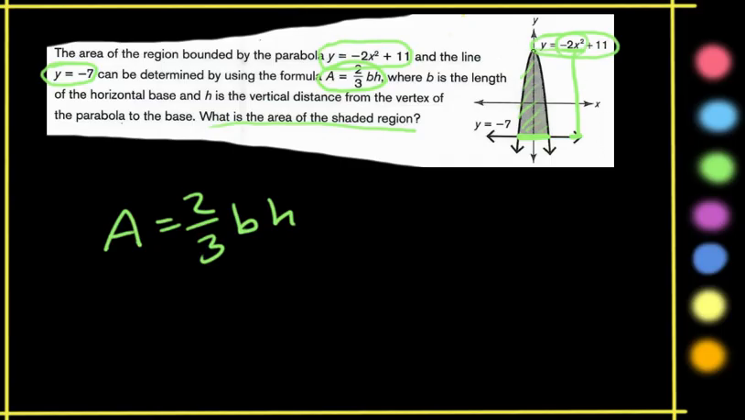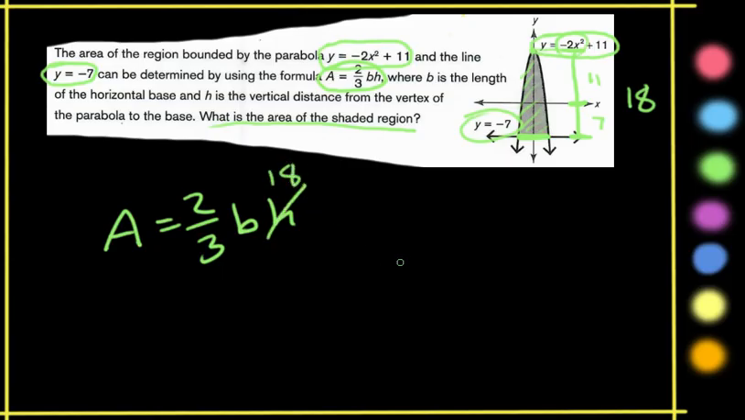Okay, so this point up here has a y-coordinate of 11. That's the distance from the x-axis up to the top. And then the distance down below is going to be 7, because this is y equal -7. So 11 plus 7 is going to be 18. That's going to be the height. Okay, so our height is 18.